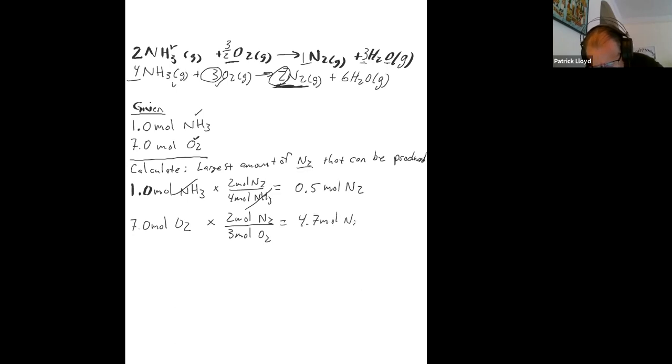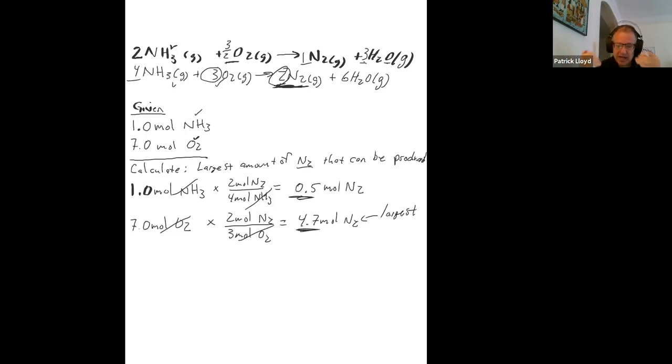4.7 moles of N2. Okay, so see how it's 4.7? This is much larger, right? So you might think, oh, that's the maximum amount we could make, but that's not true. Just like the pizza, even though we had all those doughs, 8 doughs, we couldn't make 8 pizzas because we didn't have enough toppings to make 8 pizzas.